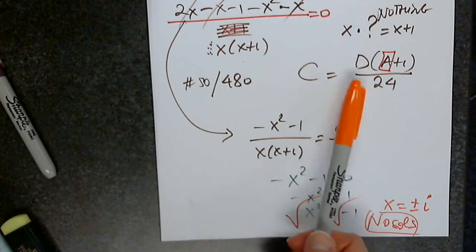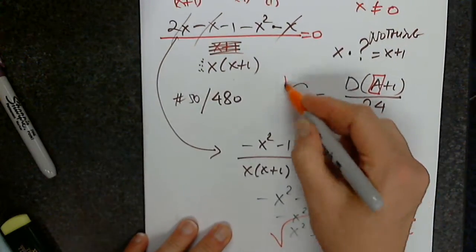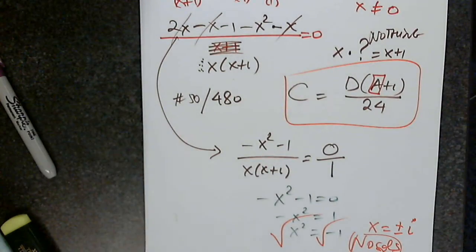We are solving this equation for A. C equals D times A plus 1 over 24. We are solving it for A.